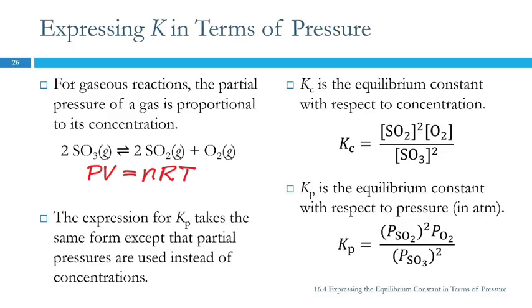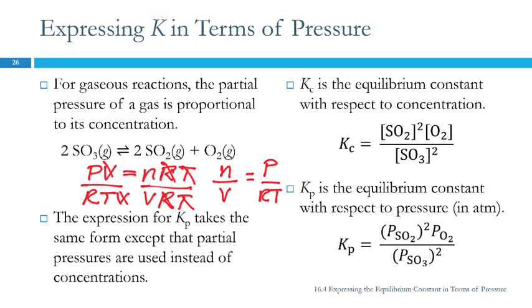Remember ideal gas law? Well, n is in moles, volume is in liters. That's molarity, right? So the molarity of a gas is proportional to its partial pressure. And then these two things are constant. So we can use partial pressures instead of concentrations.